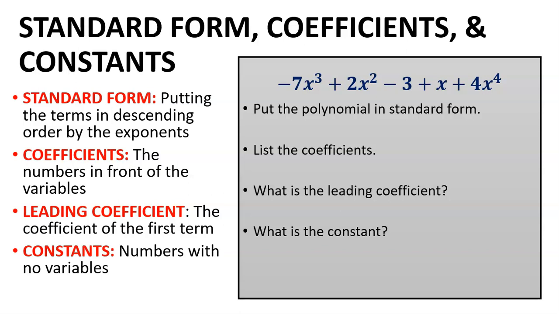Coefficients. Coefficients are the numbers that are in front of your variables. And you'll remember that variables are the letters. The leading coefficient is going to be the coefficient of the very first term after you've put it in standard form. Remember, they have to be put in standard form first. Constants. Constants are your numbers that don't have any variables, no letters with them. They're just a number that stands by itself. You also put your constant at the end.